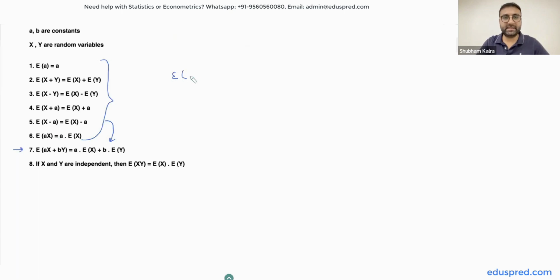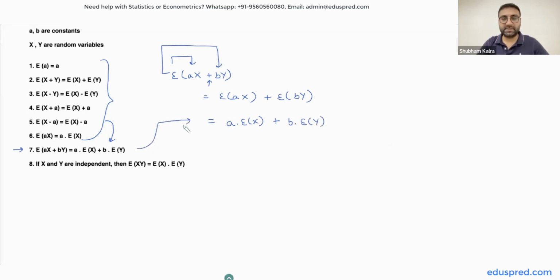So the left hand side is expected value of ax plus by. Now using the splitting mechanism that we learned in property number 2 and 3, we can write it as expected value of the first term, so this is expected value of ax. Now over here we have a plus sign, so I'm going to put plus over here, and then it's going to be expected value of the second term, which is expected value of b times y. Now using the property number 6, the a will come out, so this becomes a times expected value of x, and from here b will come out and it will become b times expected value of y. So this is your property number 7.